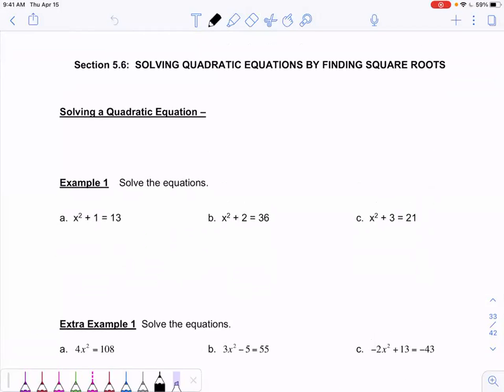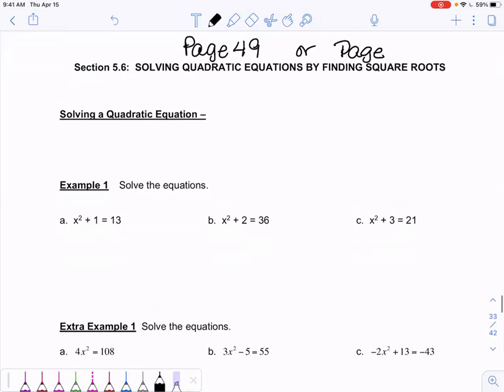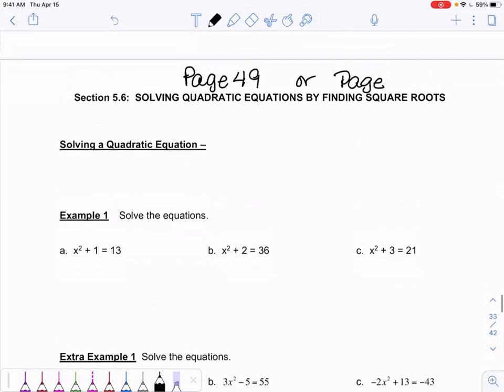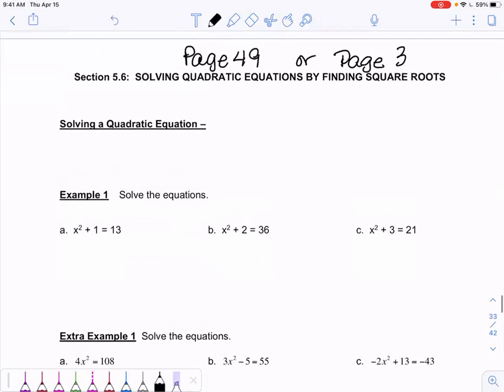Which is a perfect square. Oh, how about that? So we're looking at page 49. Perfect square. Or digitally, it's page 33, depending on the version that you have.